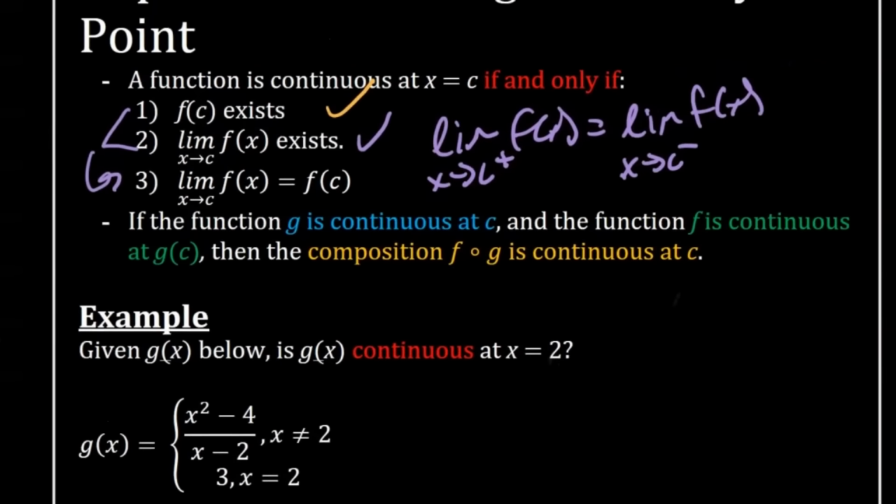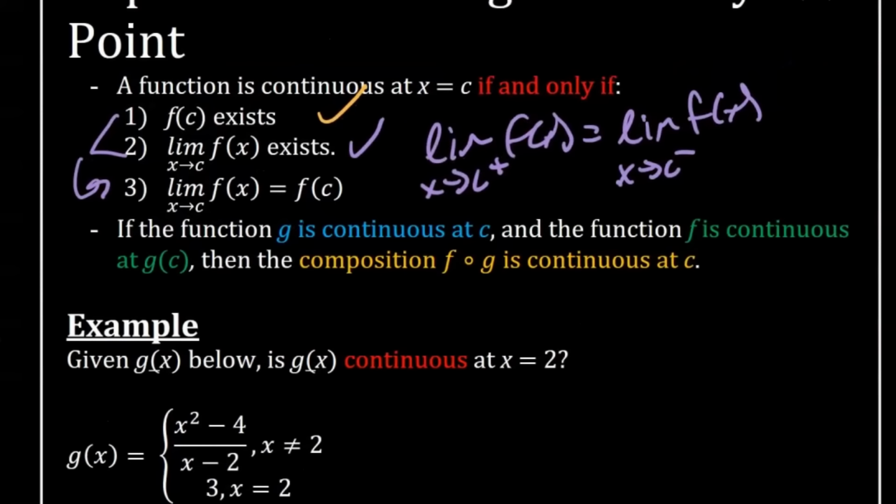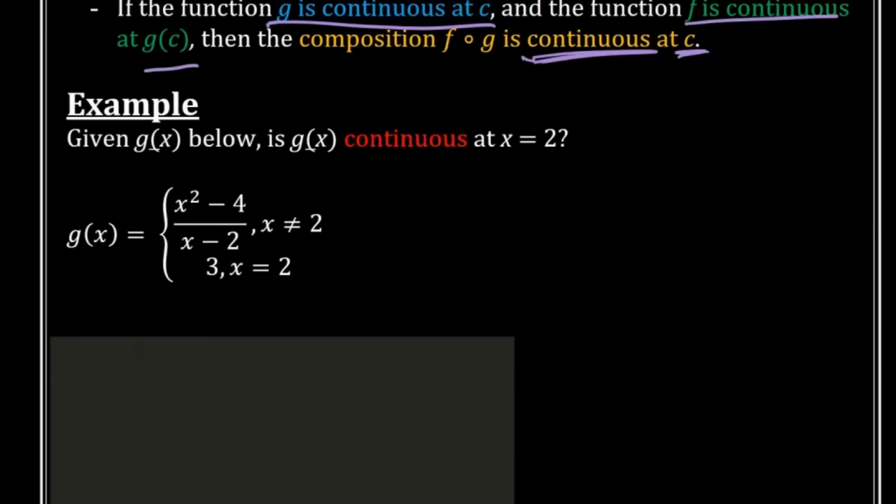If those two limits are equal, and if these two things are equal to each other, then the function is continuous at that point. So, we have another rule. If the function g is continuous at c, and if the function f is continuous at g of c, then the composition f of g is continuous at c. Given these rules, let's take a look at an example question. Given g of x below, is g of x continuous at x equals 2? Take a second and see if you can solve that.